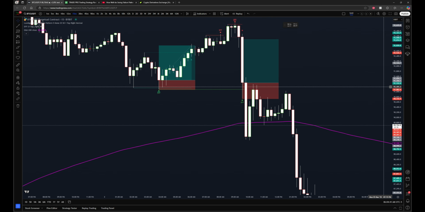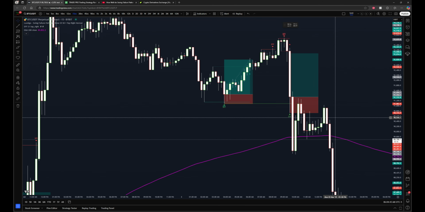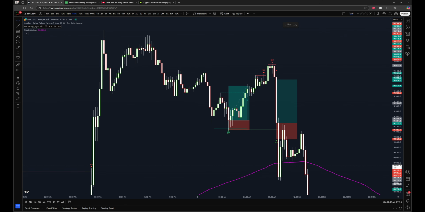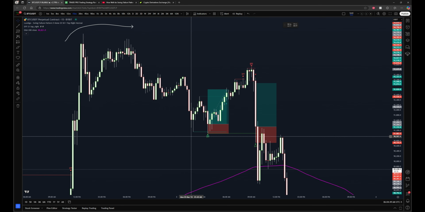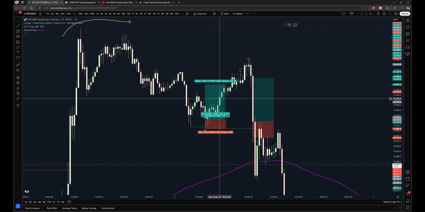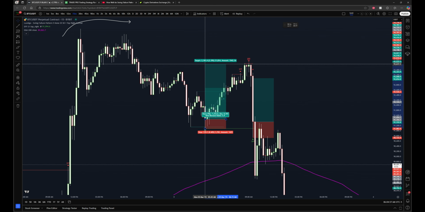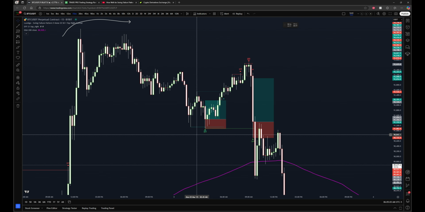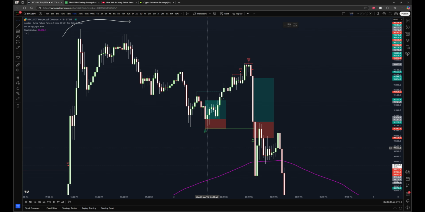So here's some longs. This one here, we had the pullback starting all the way up here, and we go down. We see that we get a swing failure pattern here. It's off the lowest point of the current pullback, so it's valid. And this one works out. We actually end up getting a huge move in the trade's favor. Great risk to reward ratio there. But here's the 1 to 2 right there. So quickly hits the profit target on that one.